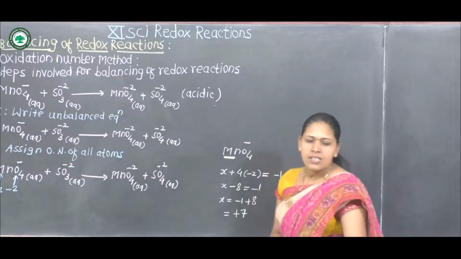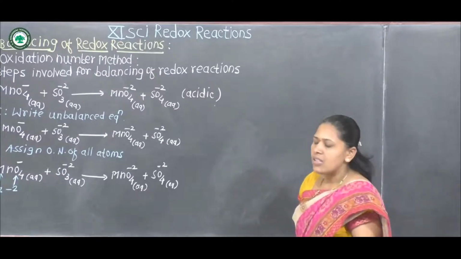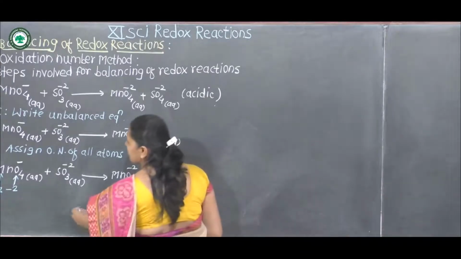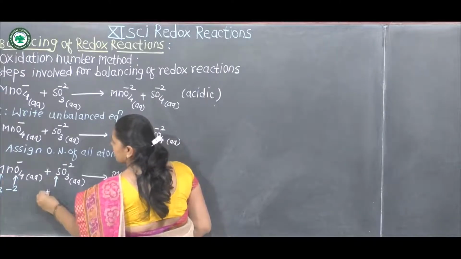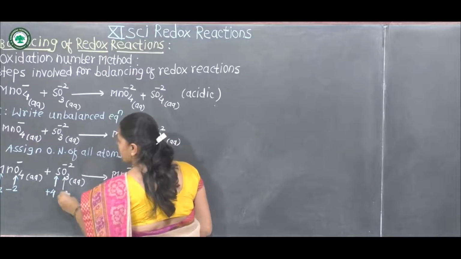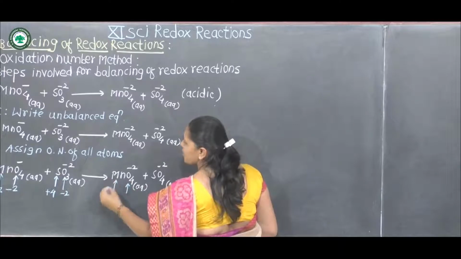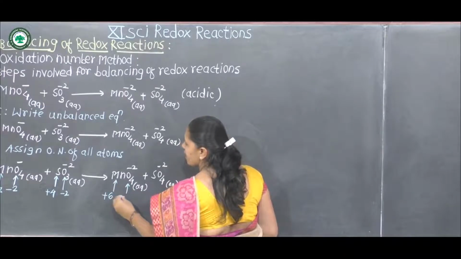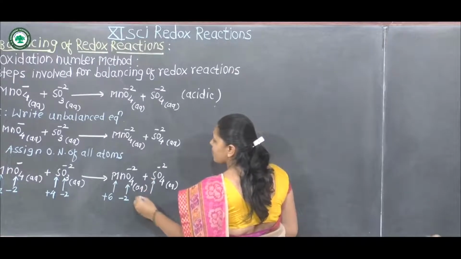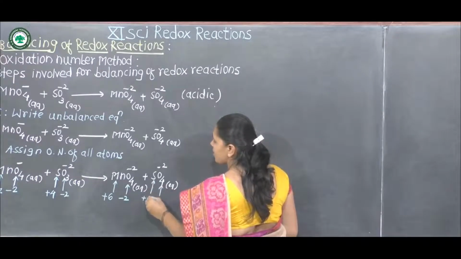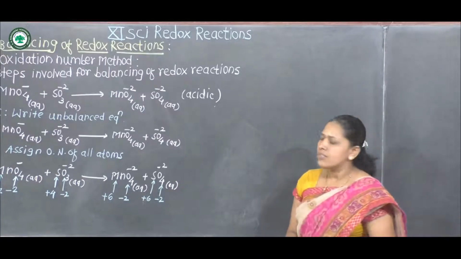Then next is, similarly, oxidation number of sulfur plus 4, oxygen minus 2. In this case, oxidation number of Mn plus 6 and oxygen minus 2. Oxidation number of sulfur plus 6, oxygen minus 2. This is the step second.